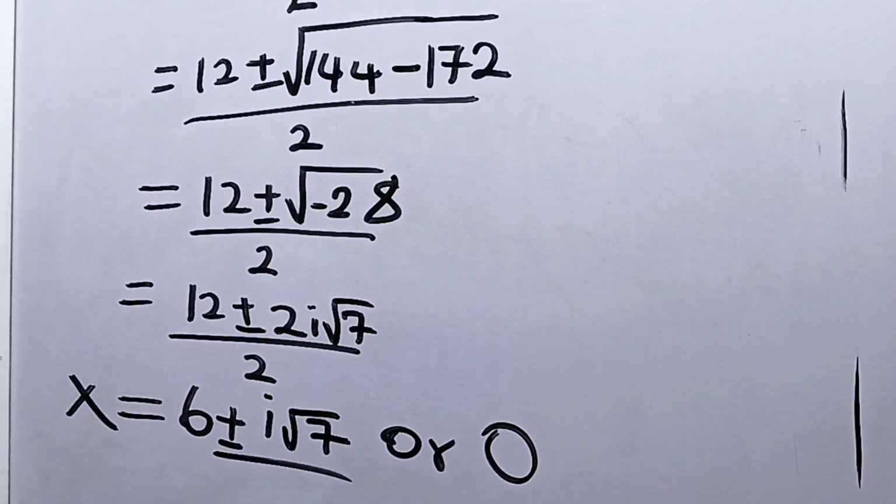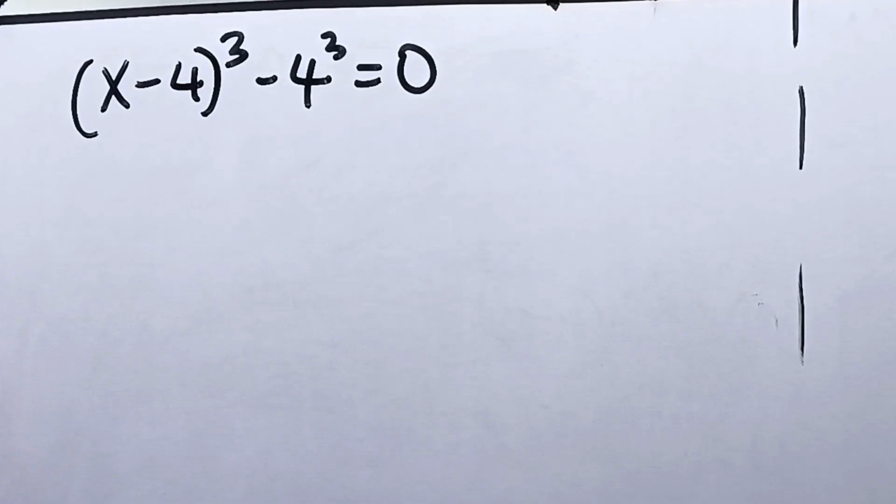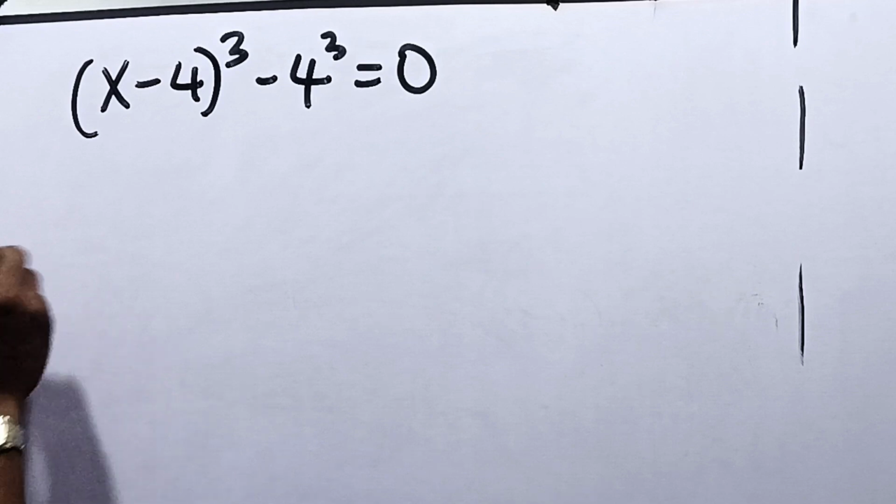Now let's get the remaining three answers for x. So with the second condition, we have that x minus 4 raised to the power 3 minus 4 raised to the power 3 is equal to 0. So how do you go about doing this? Now we use the difference of two cubes.